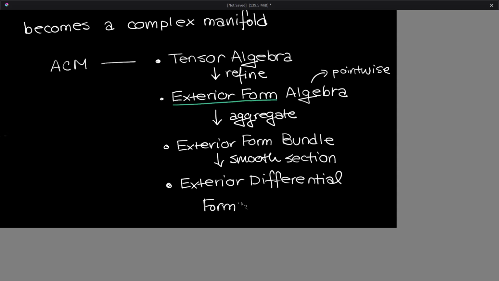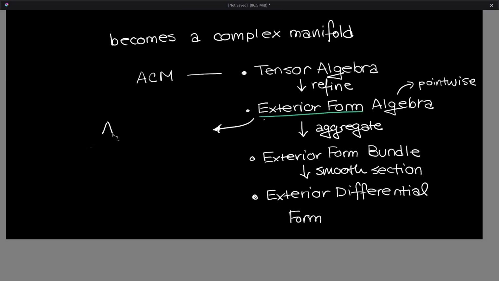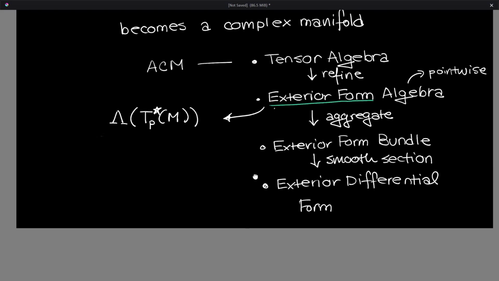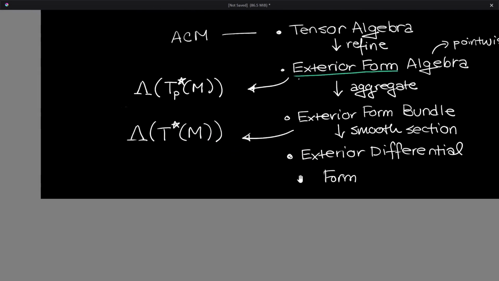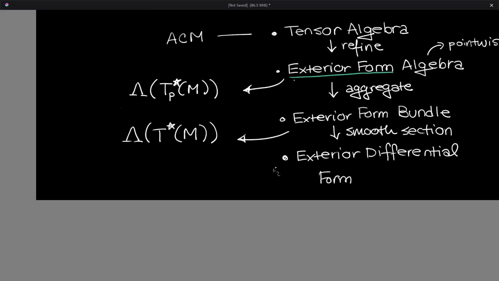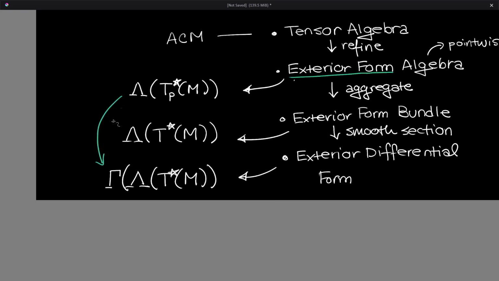So that's the difference. This space would be lambda of TP star M. This space is called lambda of T star M. So we have removed the P because we no longer are assigning to a single point. And then this would be the sections on that. So that's the difference between these two.